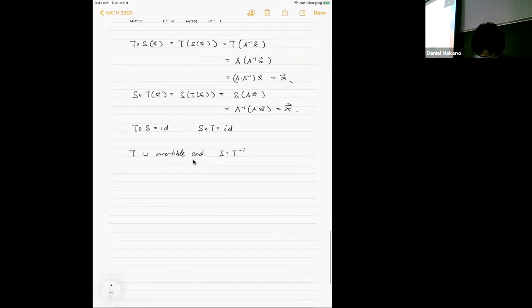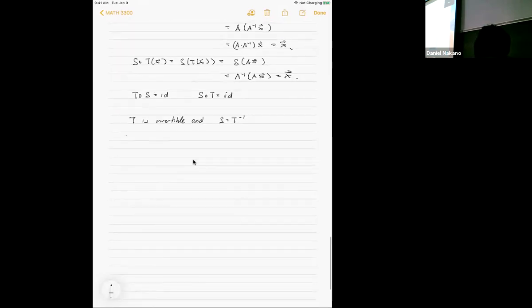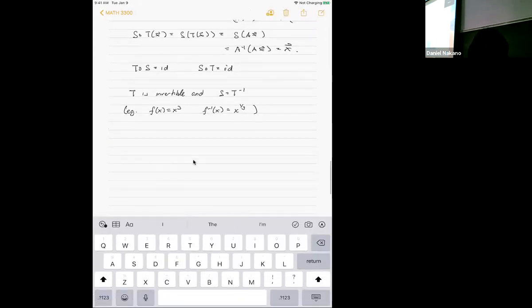Okay. So I mean, you've seen this before. For example, if you take f of x to be equal to x cubed, then the inverse function is x to the 1/3, right? Okay. So I mean, you've seen inverse functions before in calculus. So this is an example of where you have an inverse function. All right, so let me just write a summary on this.